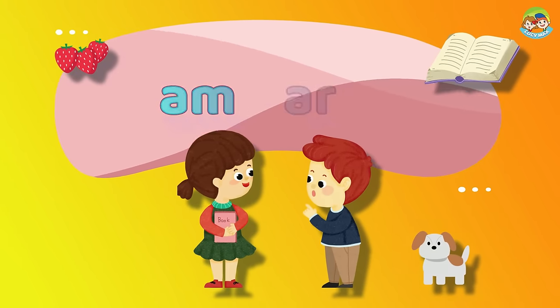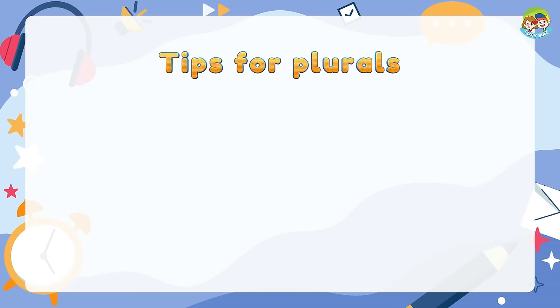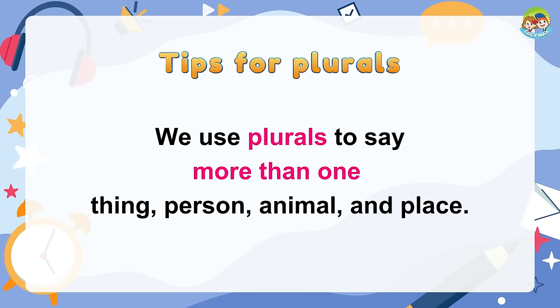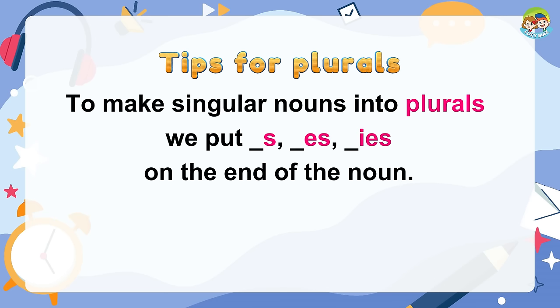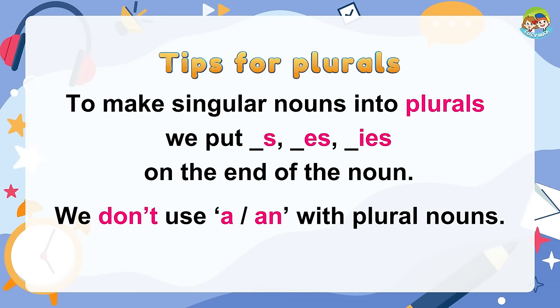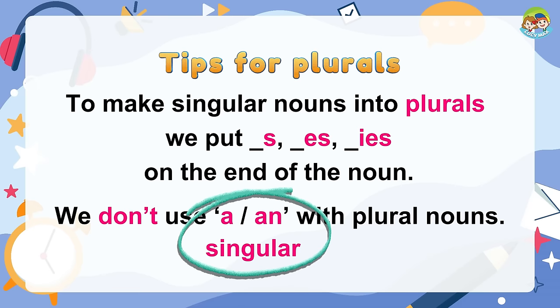Grammar tips. We will look at some tips for what you just listened to. Tips for plurals. We use plurals to say more than one thing, person, animal, and place. To make singular nouns into plurals, we put s, es, ies on the end of the noun. We don't use a and an with plural nouns. They are only for singular nouns.